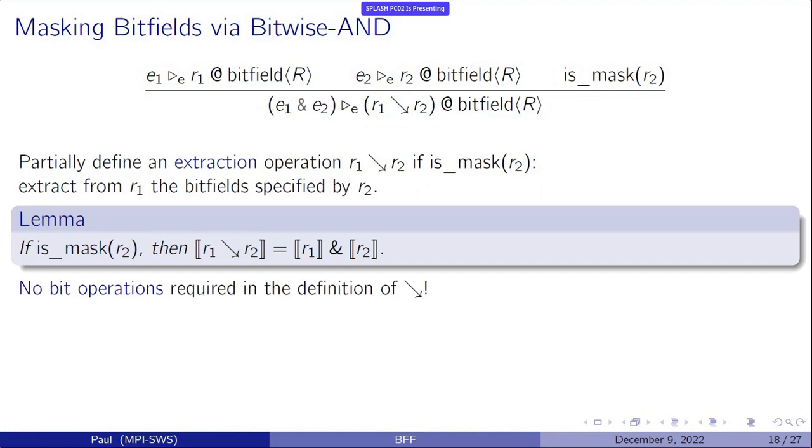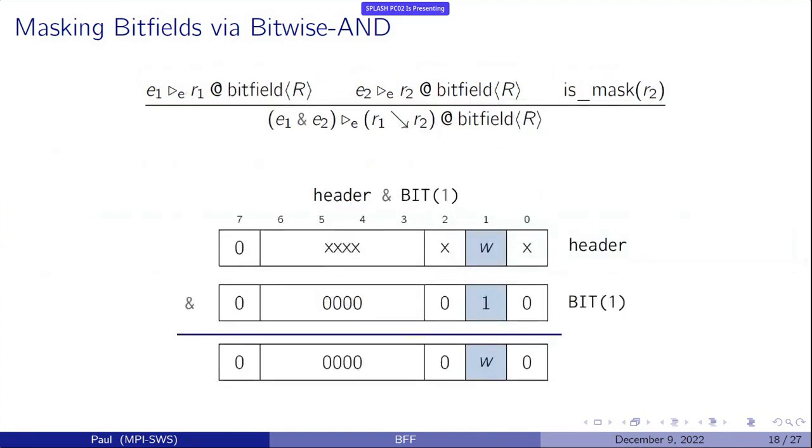Then you should also realize in the definition of this extraction operator, we do not use any bit operations at all. Now I'll show you an example of using this typing rule, which is the C expression, header, and bit1, which we have seen in the example.